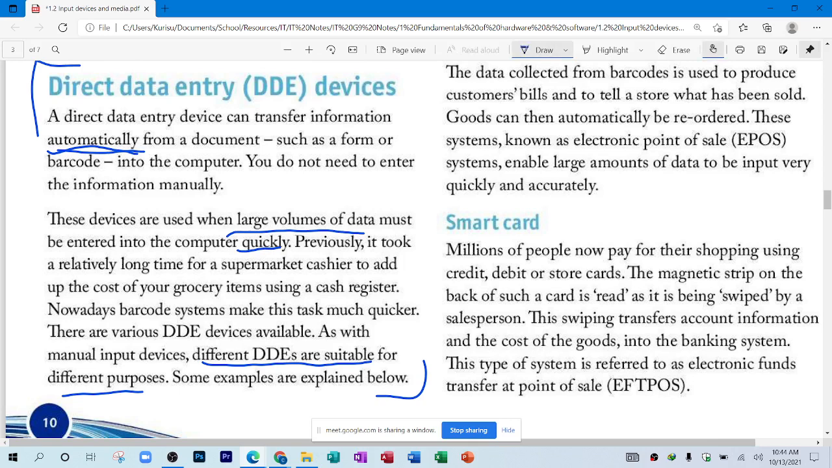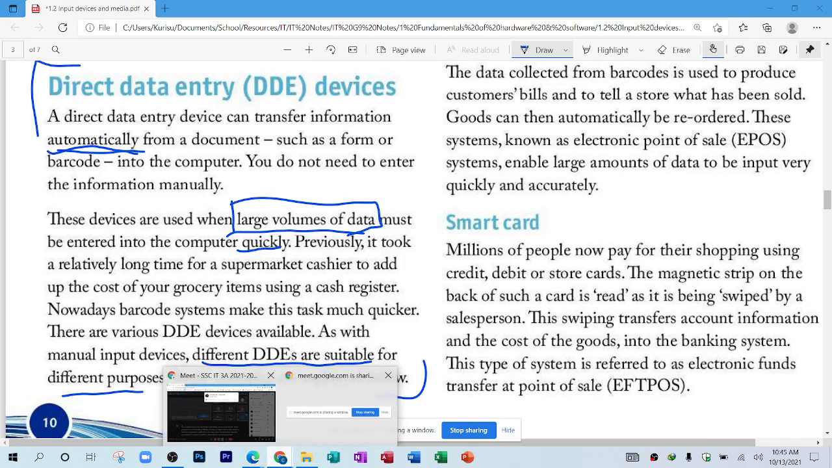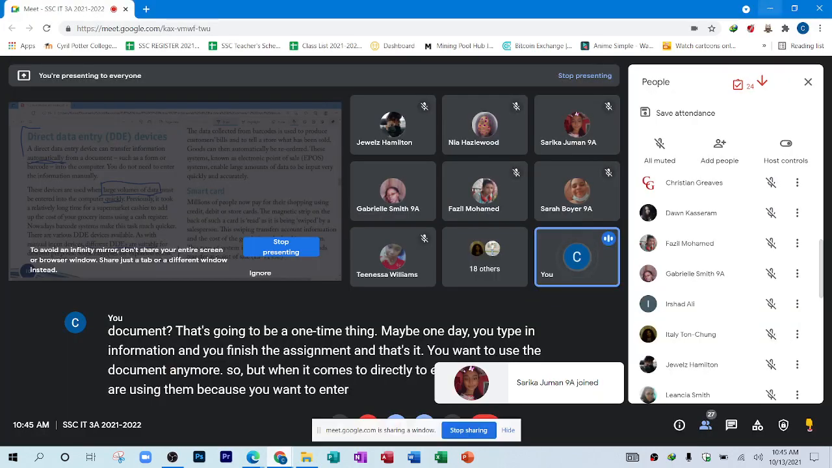The other main point to remember is that they are used for large volumes of data. So it's not like a one-time data entry. For example, if we have a document and we're going to type information into it, that's a one-time thing. Maybe one day you type in information, finish the assignment, and that's it. You won't use the document anymore. But when it comes to direct data entry devices, you are using them because you want to enter a lot of data.